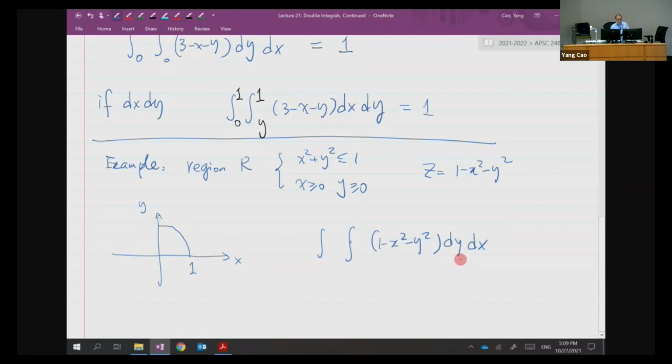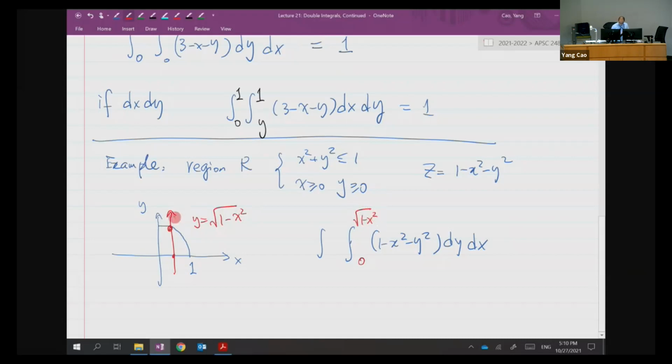So if the order is dy dx, I'm going to draw parallel arrow lines in the positive y-axis direction. First contact gives me y min, because y min is 0. Second contact is on the circle, so that gives me the y max. The circle equation is x squared plus y squared equal to 1. So for this part of the circle, y equals the square root of 1 minus x squared. So your y max is the square root of 1 minus x squared.